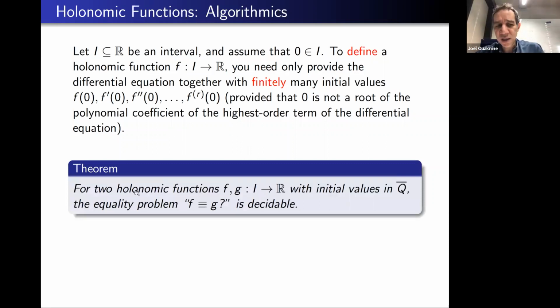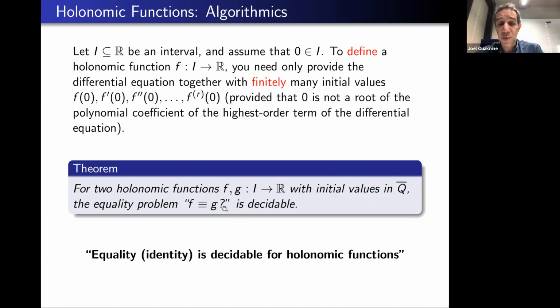And now you can show that if you're given two holonomic functions f and g over the same interval with initial values in some ring in which you can make comparison of values, then the equality or the identity problem, is f equal to g for all values, is a decidable problem. So again, equality of holonomic functions is a decidable thing.